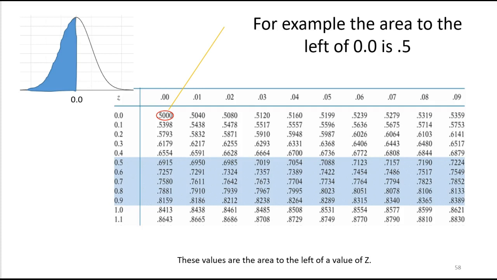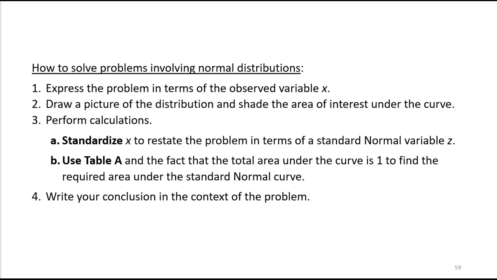Once you understand how to read the standard normal table, and again, that video is going to go through that step by step for you, you're going to work problems involving normal distributions. To do that, we're going to follow these steps. You're going to write out the problem in terms of the original variable, draw a picture of the distribution, and shade the area of interest under the curve. Standardize the value or values of the original variable. Then, using that standard normal table, find the area to the left of the standardized value. Then you'll write your conclusion in context of the problem.